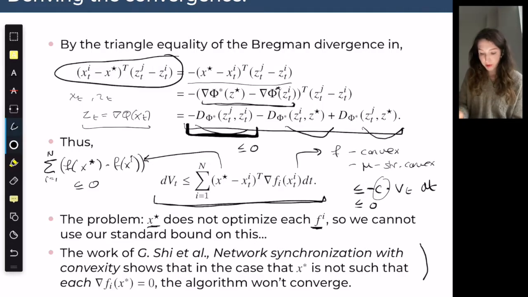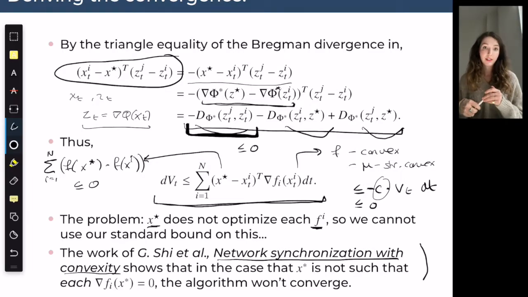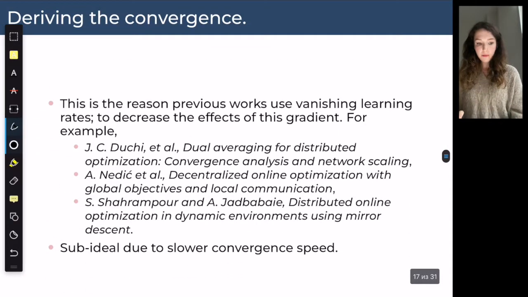Specifically, there's also this paper, Network Synchronization with Convexity, that shows that in the case that this x star is not such that it minimizes each of the individual fi's, then the algorithm actually won't converge exactly to the optimum x star. So just to stress this, our x star is such that it optimizes the sum of the fi's, but this doesn't necessarily mean that it optimizes each of the fi's individually. So what can we then do in order to still obtain convergence?